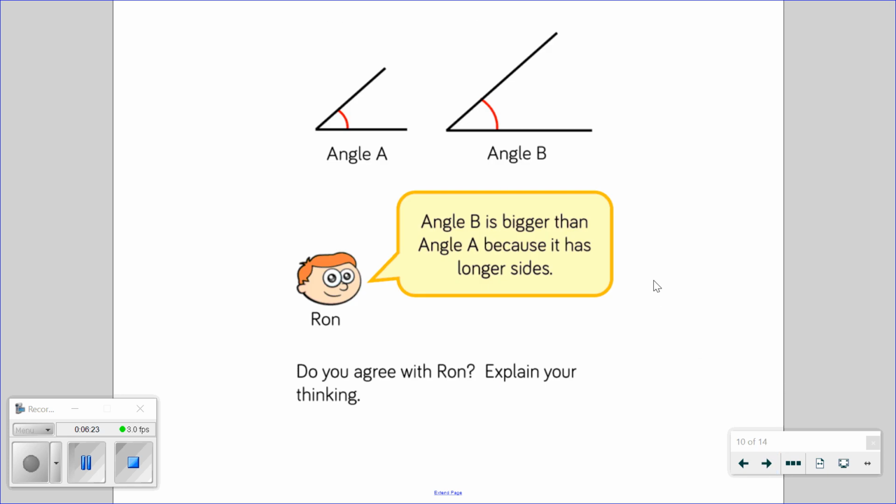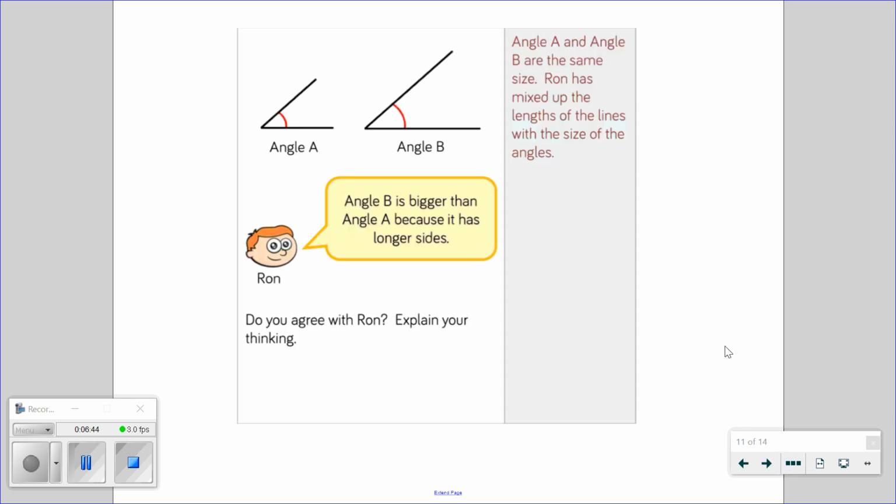So here's our extra challenge, and it's up to you if you want to do this or not. We've got Ron here. He's looking at these 2 angles, angle A and angle B. And he says angle B is bigger than angle A because it has longer sides. Do you agree with Ron? And can you explain your thinking? Here is the answer to today's extra challenge.